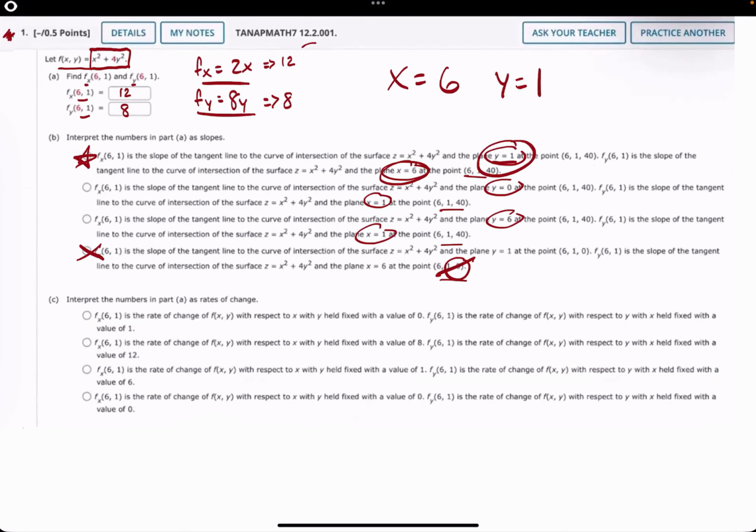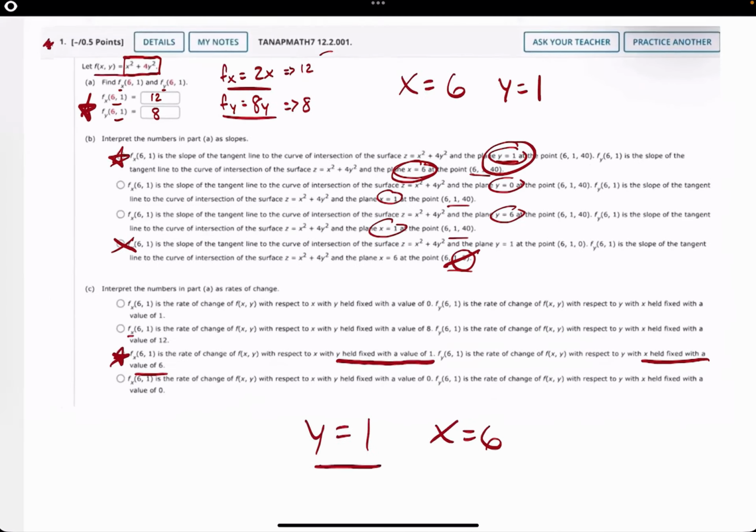All right, and then part C was throwing me off for a bit, but I realized they're just saying the y value is held fixed at 1, and the x value is held fixed at 6. And so I think that's all they're looking for. So f prime of x, so I'll just highlight it with this one. So y is held fixed at 1 because y is equal to 1, and x is held fixed at 6. So I think that's your answer. I don't think they're looking for the actual fx and fy values. Yeah, I think that's all there is to it.